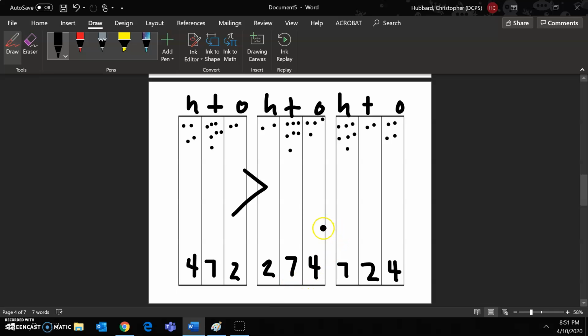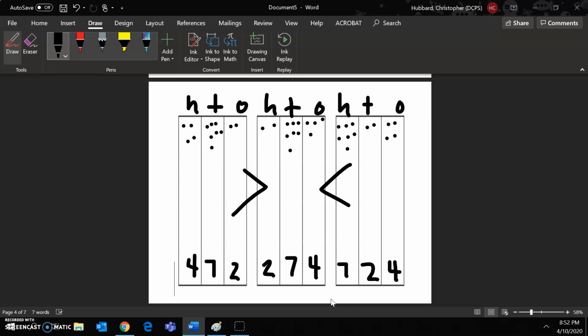Let's look at 274 and 724. Which number is greater? Awesome, 724 is greater. So what symbol would we put? If you put this, then you're correct, because the smaller number eats the bigger number, so the mouth should be open to the bigger number. How do we know that 724 is greater than 274? Yes, if we look in the hundreds place, we can see that 724 has 7 hundreds, while 274 only has 2 hundreds.